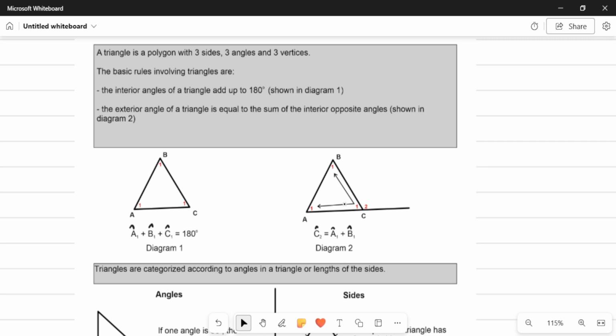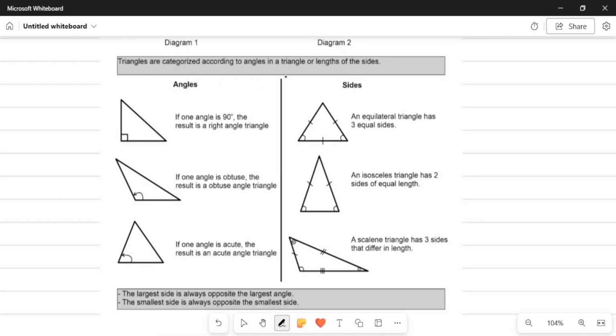Understood? Then we categorize triangles according to either the angles in the triangle or the lengths of the sides. If you're looking at the angles, if we have one angle in the triangle that is equal to 90 degrees, then we call this a right angle triangle. If one angle is obtuse, then we have an obtuse angle triangle. And if one angle is acute, then we have an acute angle triangle. These are just ideas that you can use to expand your mind.